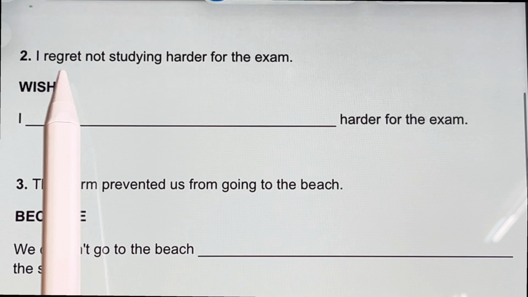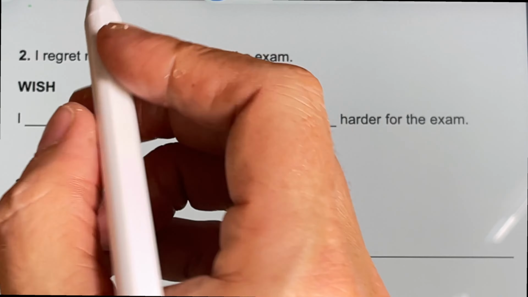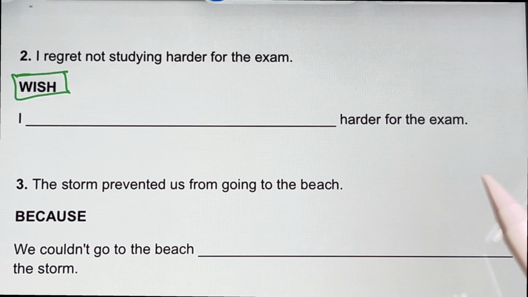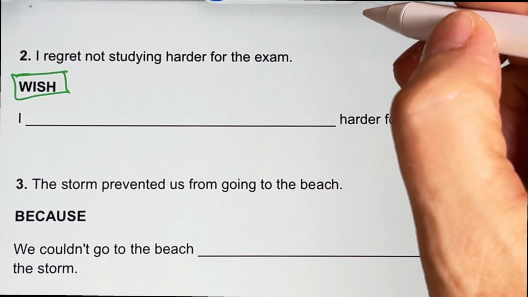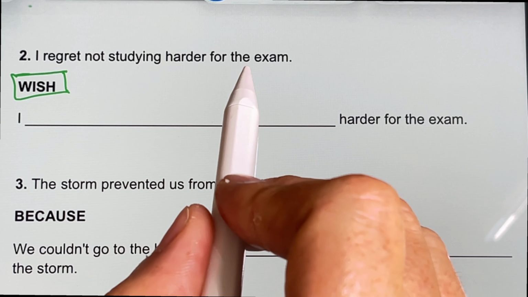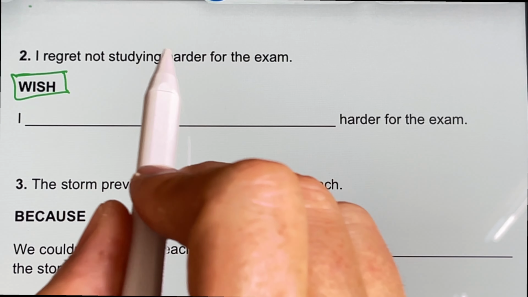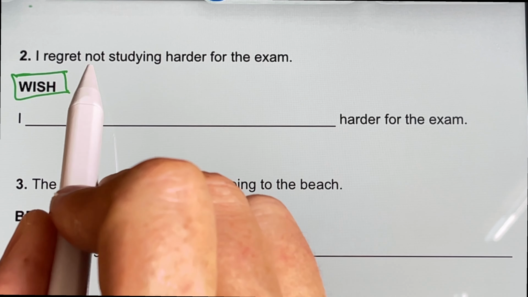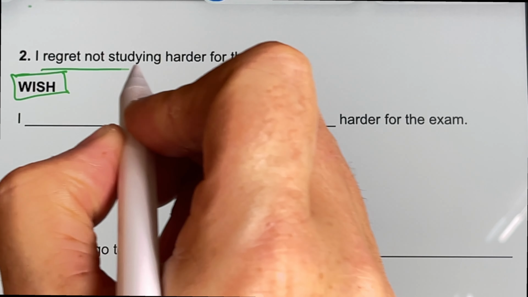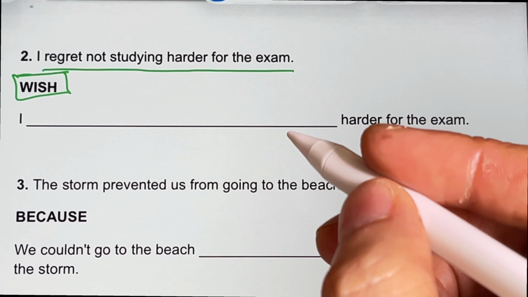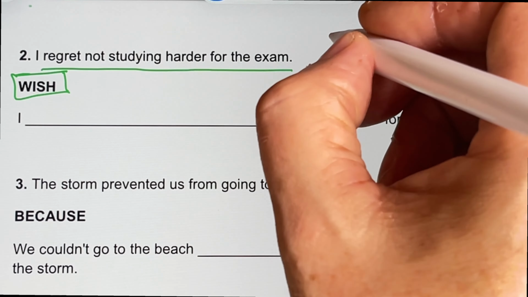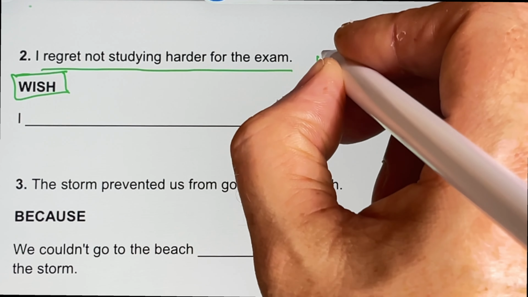I regret not studying harder for the exam. And here we have a wish. And it says, I harder for the exam. Now, wishes. This one, I regret not studying harder for the exam, tells me that the regret is for something that I didn't do in the past. I regret not studying in the past, last week, last month, last year, or whatever. So in this case, we have that wish.